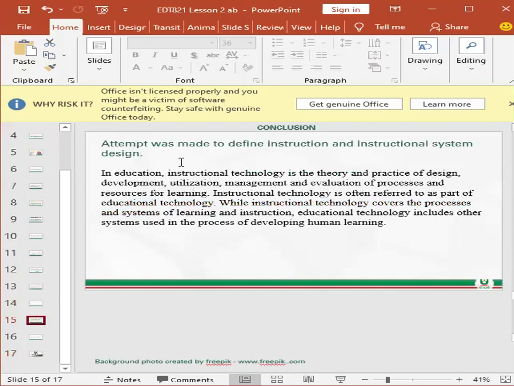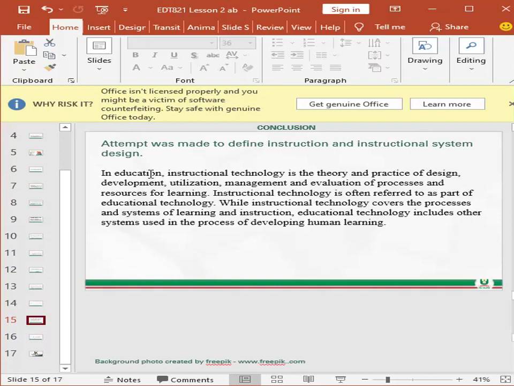Welcome back. An attempt was made here to define instruction and instructional system design. We've seen that instructional technology is the theory and practice of design, development, utilization, management, and evaluation of processes and resources for learning.